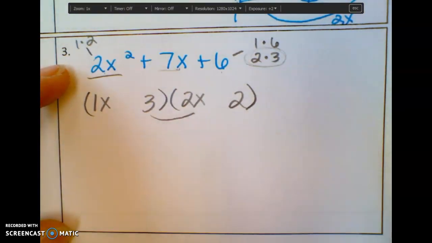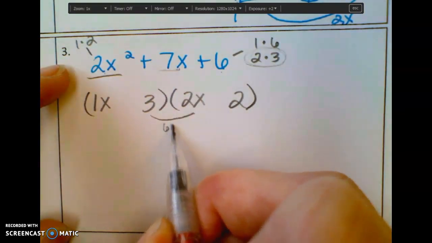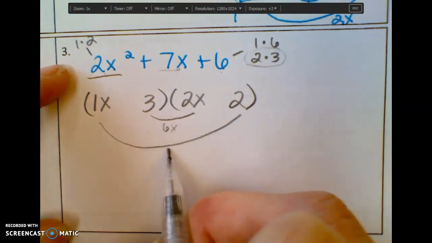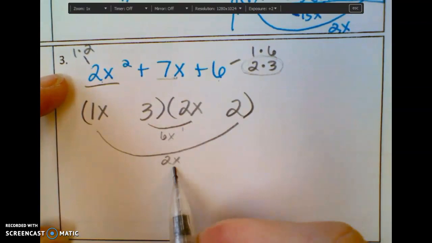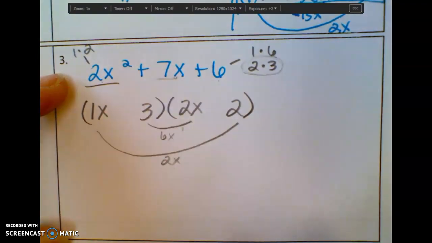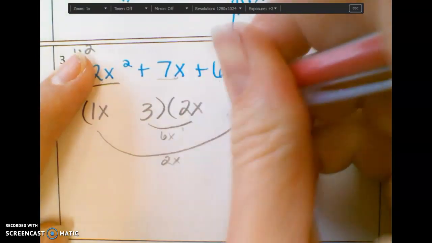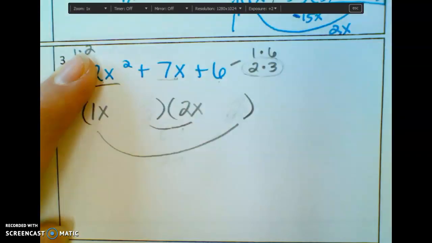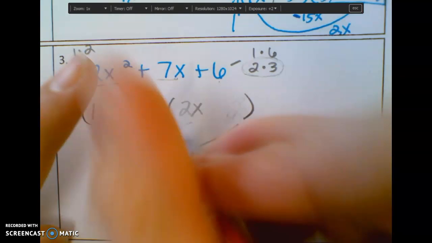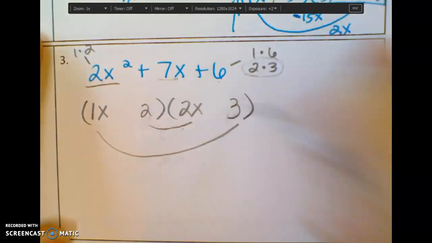Well, the inner product of 3 and 2 is going to be 6x. The outer product is going to be 2x. Is there any way for 6x and 2x to give us 7x? No, there's not. So I'm just going to erase these and flip them. We tried 3 and 2. Now let's try 2 and 3.